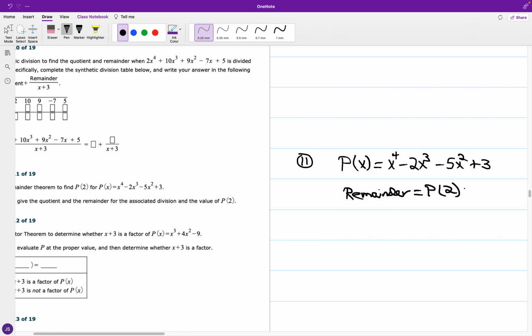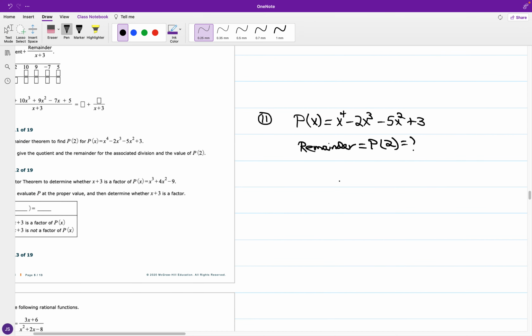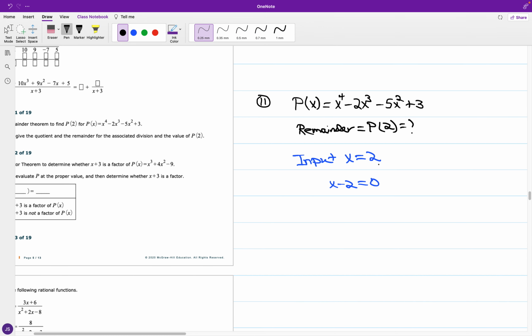And we're looking at the remainder being equal to p of 2. If I'm setting things up along the lines of synthetic division, for p of 2 your input is x equal to 2. You can say this originates from setting x minus 2 equal to 0. And I'm just going to mention, from the long division setup, we're looking for the quotient and the remainder.